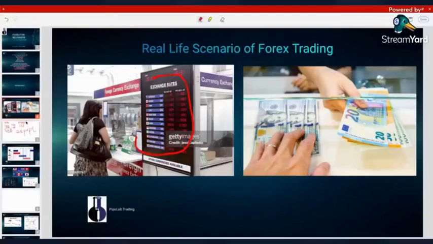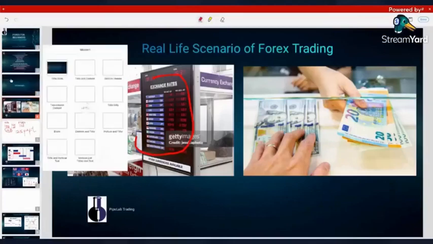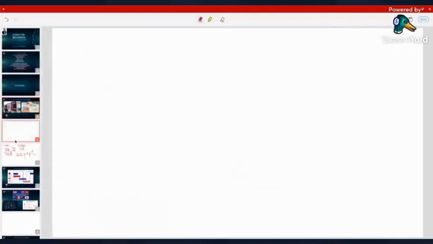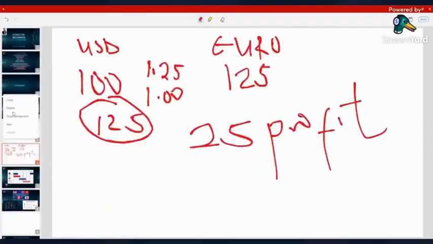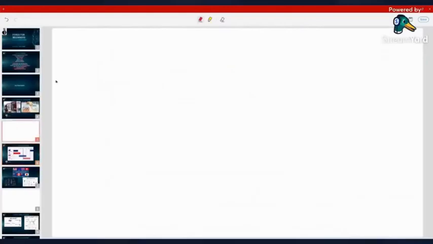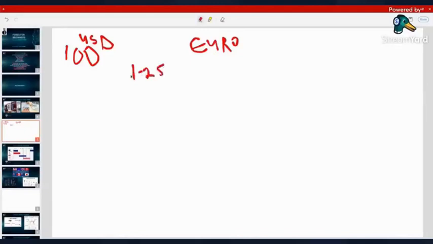So how does it work? The concept of forex, how people actually make money in forex. Let me show you a blank screen. Okay, so let's assume that the woman is exchanging 100 USD at the airport, as we saw on the screen. She wants to change her money to euros because she'll be spending 1 week for her conference. But at the day of the exchange, the rate is 1.25. So she will be exchanging 100 USD to 125 euros.